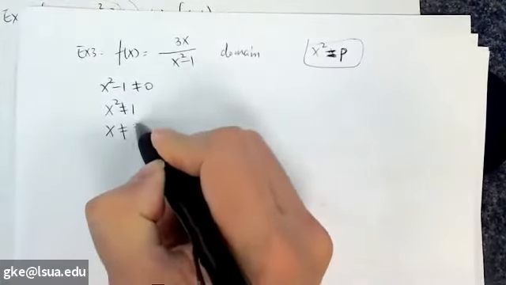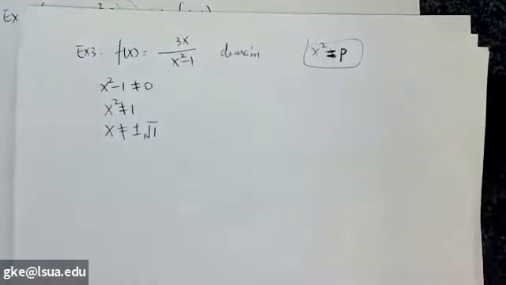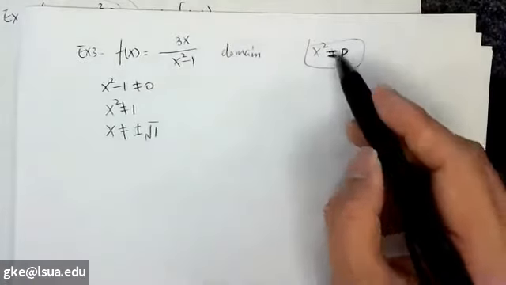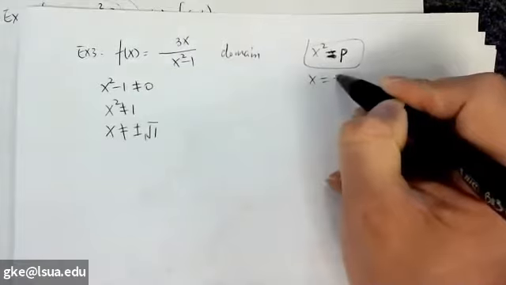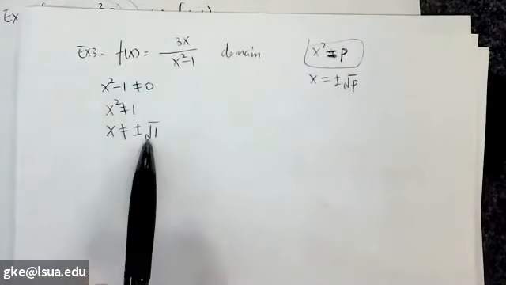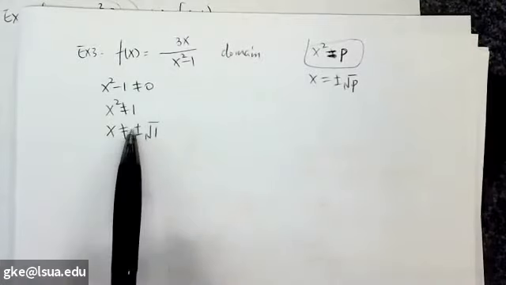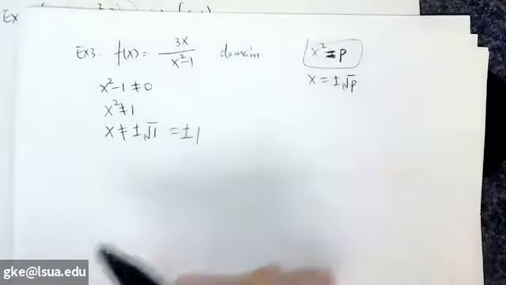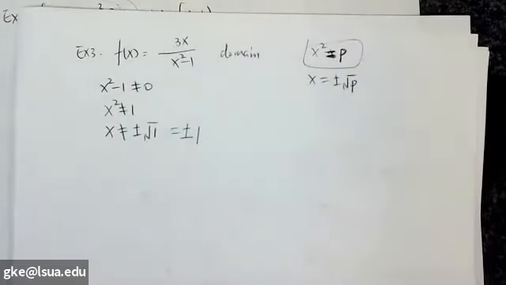You guys forget everything, I'm pretty sure. Positive and negative, right? We learned it a long time ago. So x squared equals p, x equals what? That's a formula we learned before. So for this one, x doesn't equal positive or negative 1, right? Is that clear? Okay, very good.